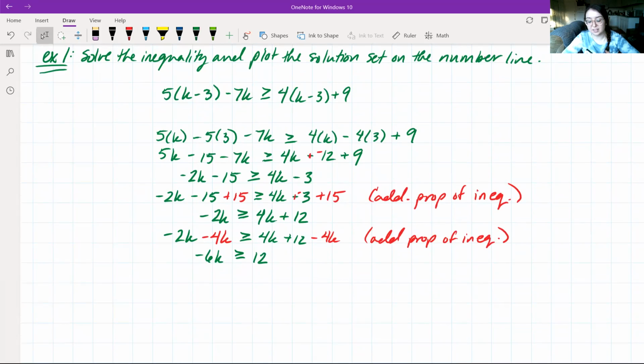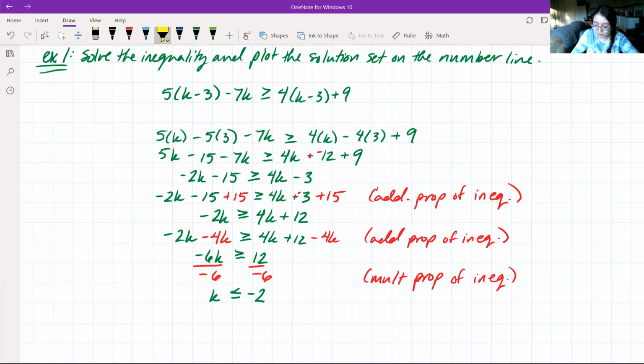We want to isolate k, so we need to get rid of our negative 6. And the way to do that would be to divide by negative 6. And so we see we are dividing each side by a negative number in our multiplication property of inequality. Which now tells us that our sign has to flip. 12 divided by negative 6 is going to give us a negative 2. And we divided by that negative number, so our sign, instead of being greater than or equal to, is now going to become less than or equal to. We're going to highlight that. So now we have that k is less than or equal to negative 2.